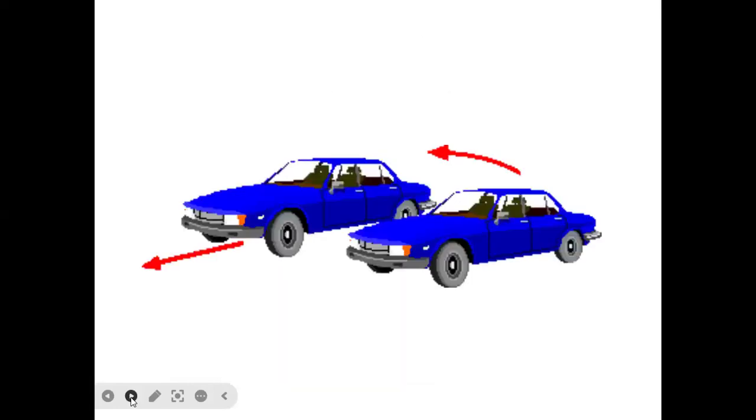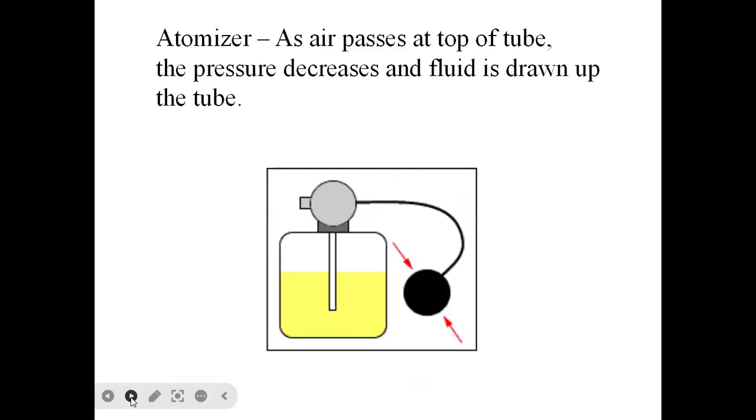In speed of car, atomizer: as air passes at the top of the tube, the pressure decreases, and fluid is drawn up the tube.